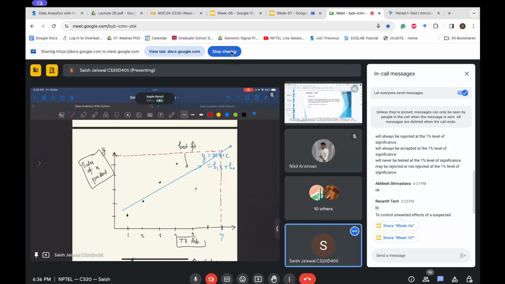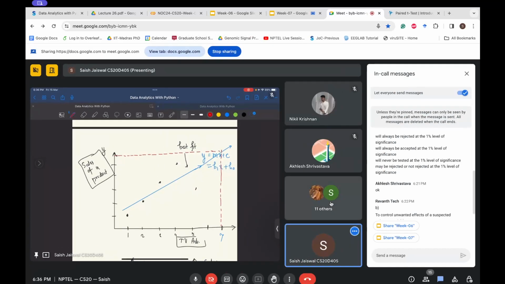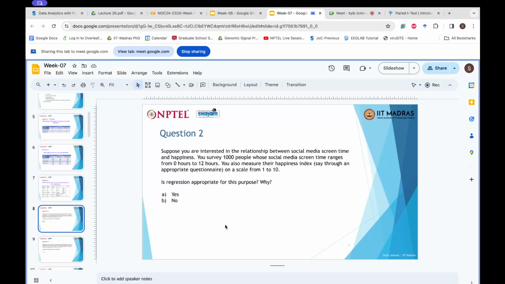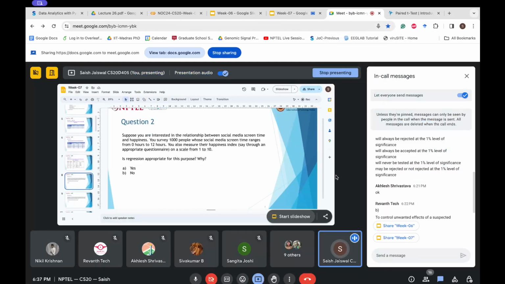Now the question was, suppose you are interested in the relationship between social media screen time and happiness. You survey 1000 people whose social media screen time ranges from 0 hours to 12 hours. You also measure their happiness index through an appropriate questionnaire, like you circulate a form and quantify their level of happiness on a scale of 1 to 10. So is regression appropriate for this purpose and why? Yes. Okay, the answer is yes.